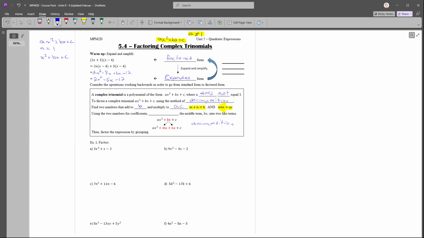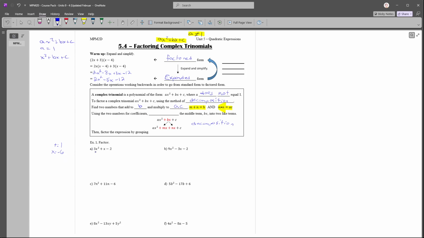All right. So we have 3x squared plus x minus 2. So this is not a simple trinomial. It's a complex trinomial. That means I need to find two numbers that add to b. In this case, b is a 1. And we need two numbers that multiply to 3 times negative 2. Well, that's negative 6. Okay. Two numbers that add to 1 and multiply to negative 6. What are those two numbers?